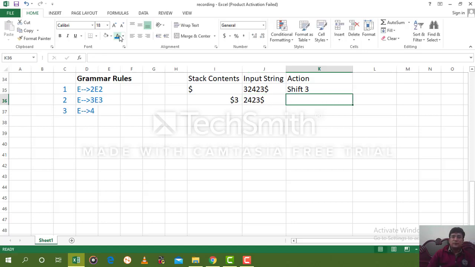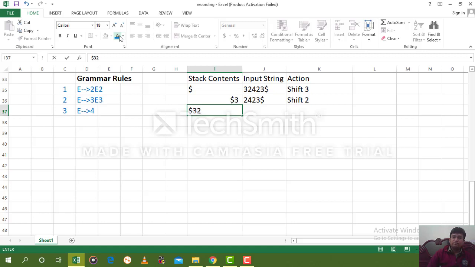Fine. Now we have 2. What can we do with the 2? The grammar rules do not say that we can do anything with the 3, unless we have something like 3E3. So we have only 2, and we will shift this 2 on the stack. Now the stack will contain 3 and 2. Once again, the grammar rule does not suggest anything to do with this 2. So we will shift 4, the first symbol in the input string, to the stack. We have pushed 4 also.